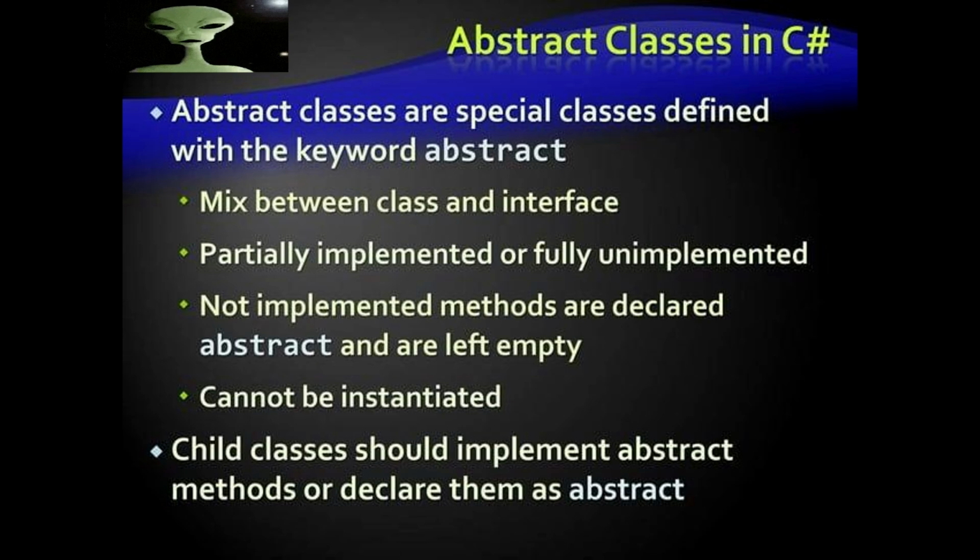It is like a mix between a class and an interface. It can be partially implemented or fully unimplemented. Methods that are not implemented are declared abstract and are left empty, but they cannot be instantiated. Child classes should implement abstract methods or declare them as abstract.